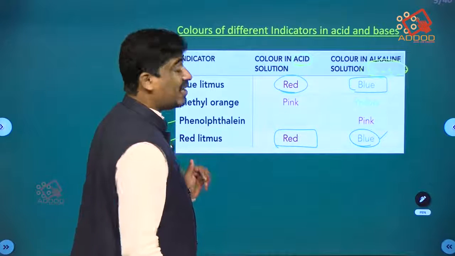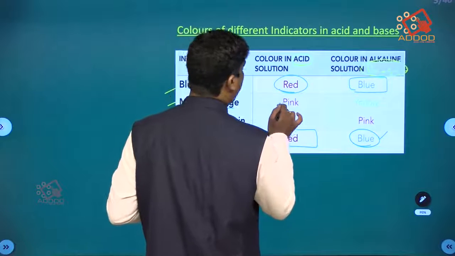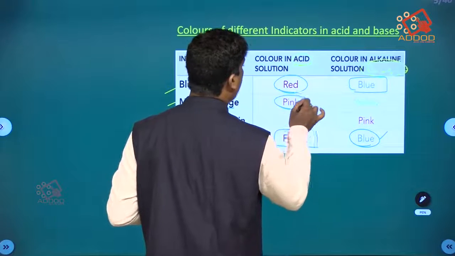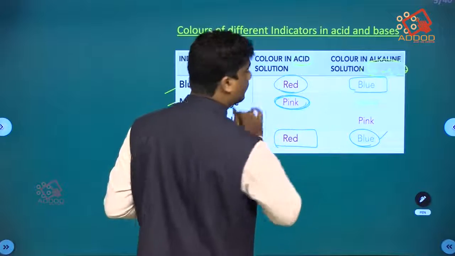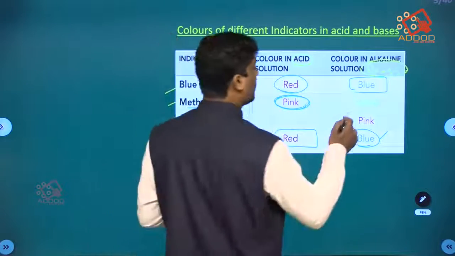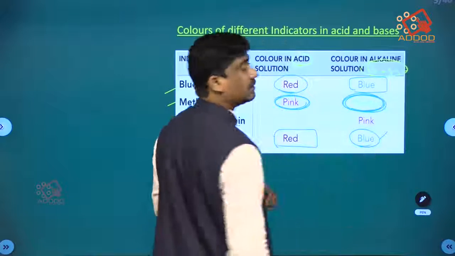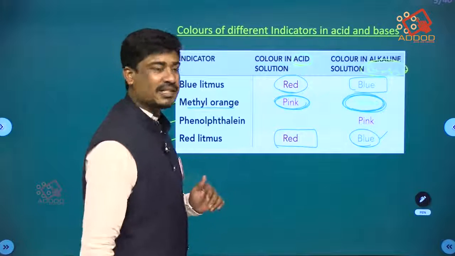Then what about methyl orange indicator? When methyl orange indicator is added to acid, it turns into pink color. While if methyl orange indicator is kept in basic solution, it turns into yellow color. This is about methyl orange indicator.